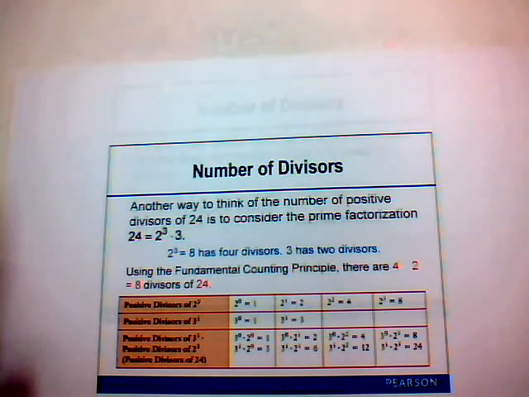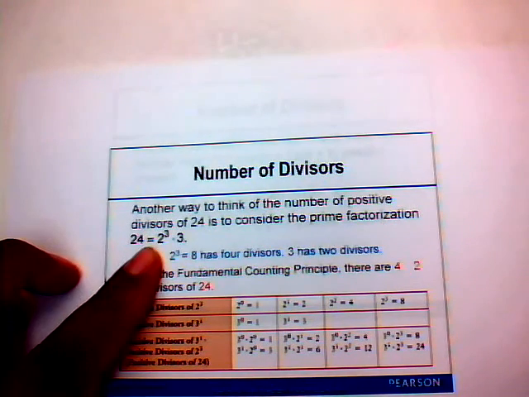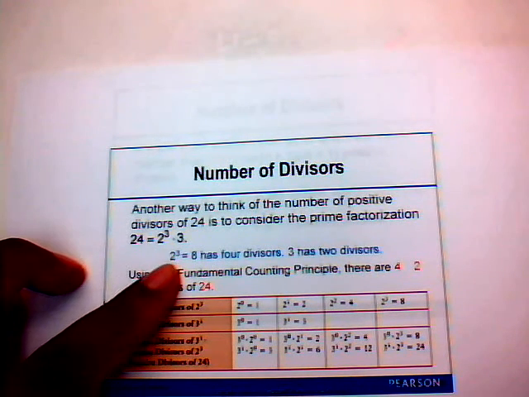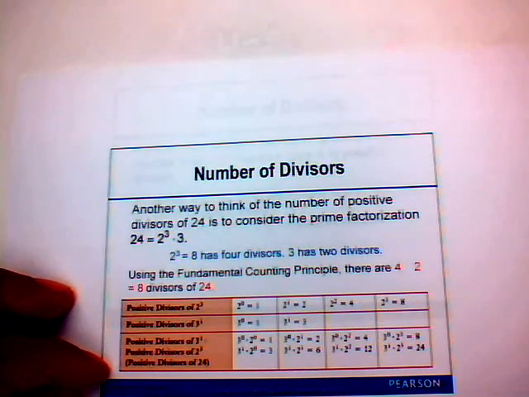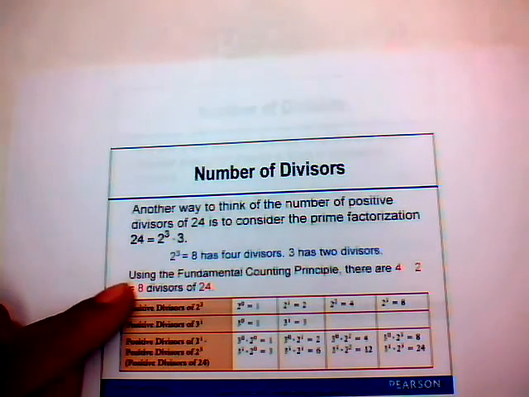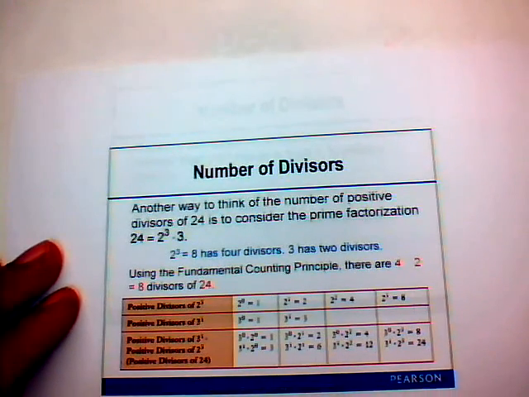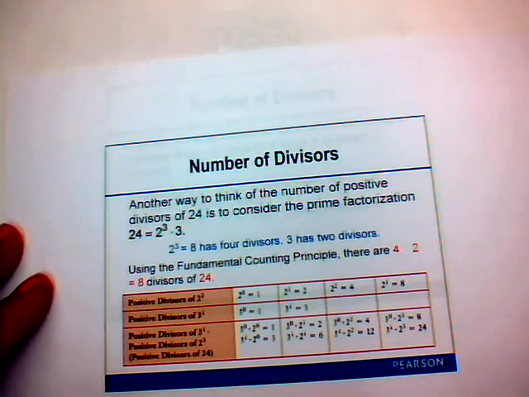Another way to think of the number of positive divisors of 24 is to consider the prime factorization of 24, which is 2 to the third times 3. Now, notice 2 to the third equals 8. That has 4 divisors. 3 has 2 divisors. So if you use the fundamental counting principle, there are 4 times 2, or 8 divisors of the number 24.